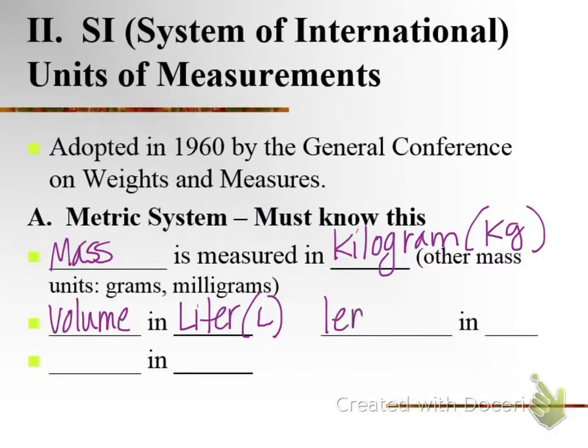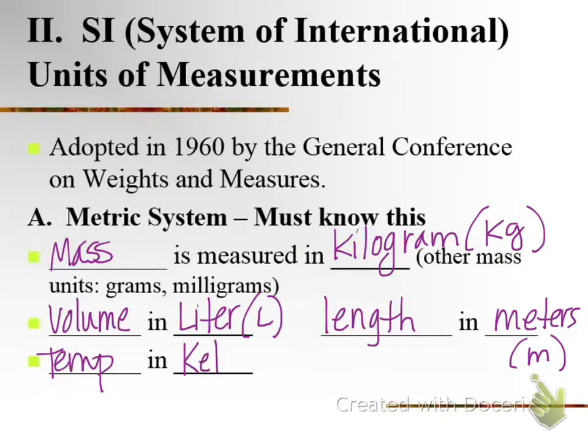Excuse me, length is meters. Excuse me, temperature is going to be actually Kelvin, which is a big K, and there is no degree sign there. Okay? Most of the time we're going to measure things in Celsius and use Celsius, but the accepted unit of measurement is Kelvin. And then mine's left off, but on yours you have time is the next one. And that's going to be in seconds.